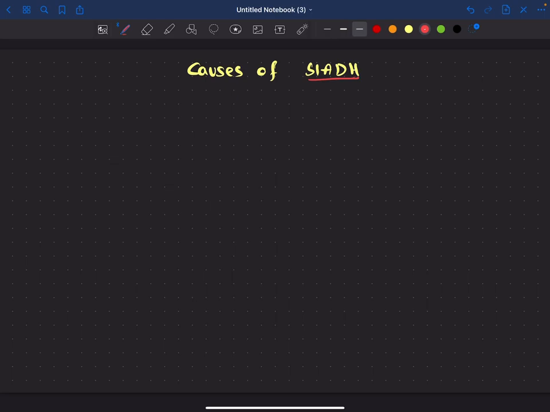That means ADH secretion is happening even when there is low plasma osmolality. If there is low plasma osmolality, then your ADH should not act, but still the ADH is secreted, and that is causing SIADH. Understood? Now please do remember this SIADH is a cause of euvolemic hyponatremia.